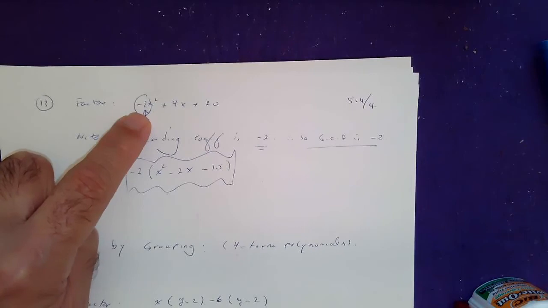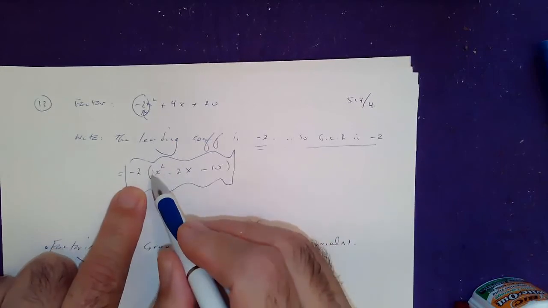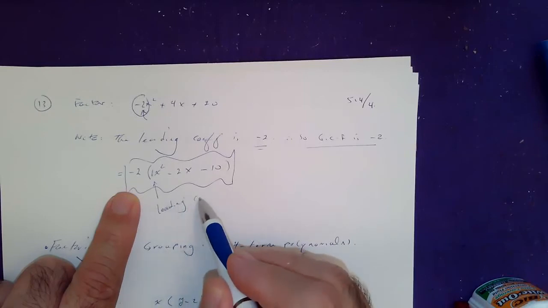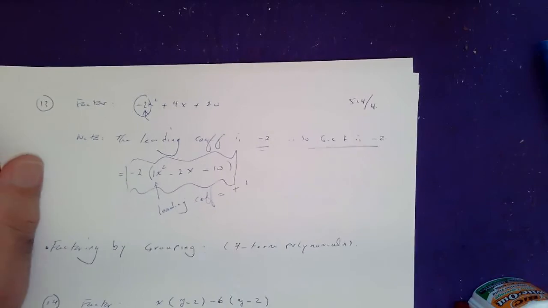Once again, why am I taking negative 2 as opposed to positive 2 as my GCF? Notice I don't want the leading coefficient to be negative. Once you take the negative 2 out, notice the leading coefficient is now positive 1. Do you see?